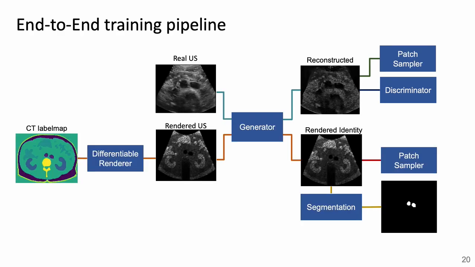We train both networks simultaneously in an end-to-end training setting. Additionally, we use the training image output and the identity image output from the generator as input to the segmentation network. This produces better segmentation results as it learns from a distribution consistent with the reconstructed ultrasound.